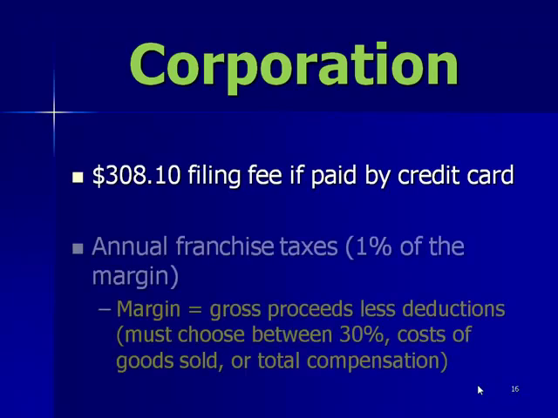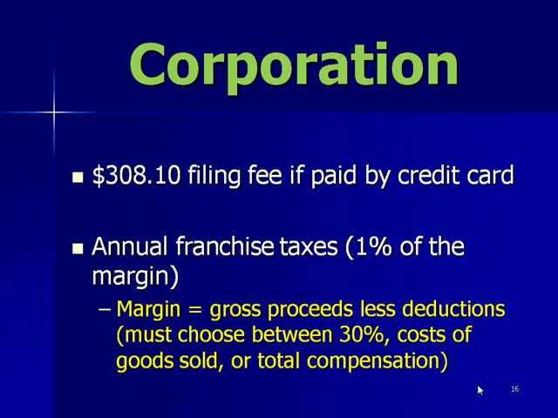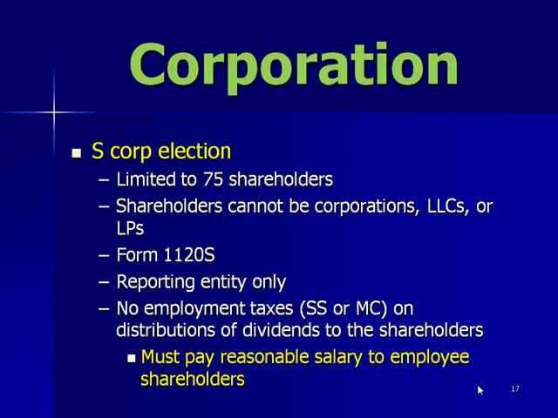There's a $308.10 filing fee if you pay it by credit card. The same franchise taxes are going to be assessed against corporations that we talked about previously. By the way, I think this is incorrect now. The S corporation election now is limited to 100 shareholders. And by the way, you can have even more than 100 shareholders if there are some related family members that are investors. But you can't have as shareholders other corporations or LLCs or limited partnerships. And it files a Form 1120-S with the IRS, and it's just like a partnership, it's a reporting entity only.